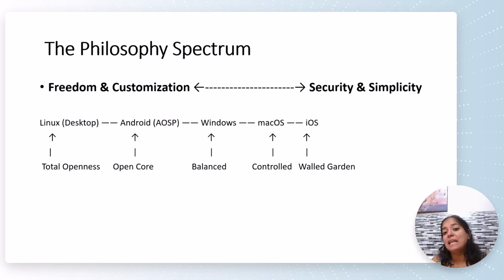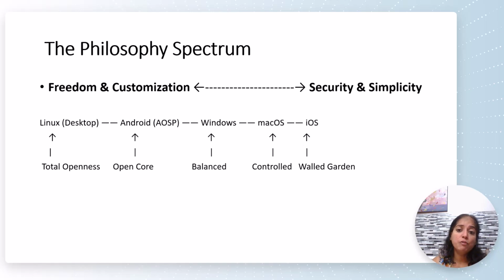Android moves slightly rightward. While its core AOSP is open, real-world implementations include proprietary Google services and manufacturer customizations. This creates the fragmentation, as we discussed, a direct consequence of its openness. In the middle, Windows occupies the center. It's proprietary but designed to run on countless hardware configurations. And Microsoft prioritizes backward compatibility over philosophical purity, making it a practical compromise for the mass market.